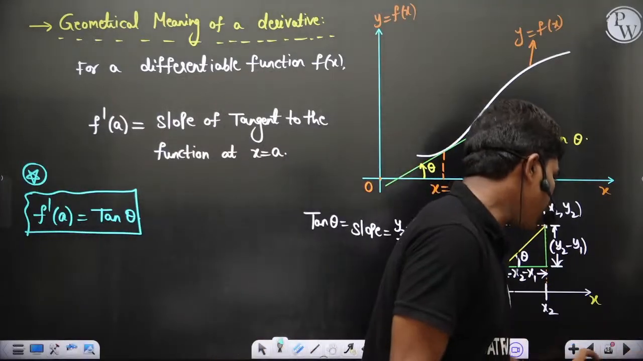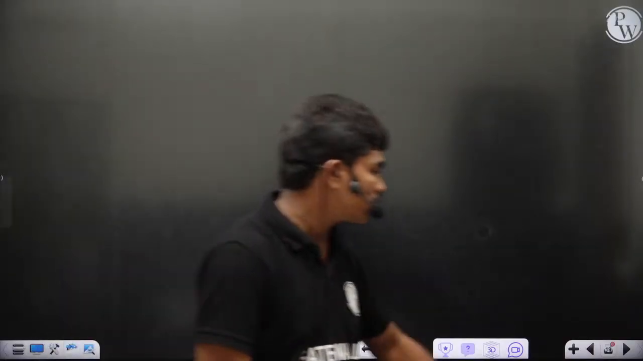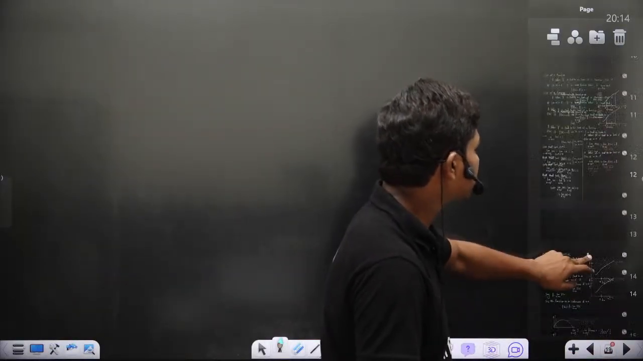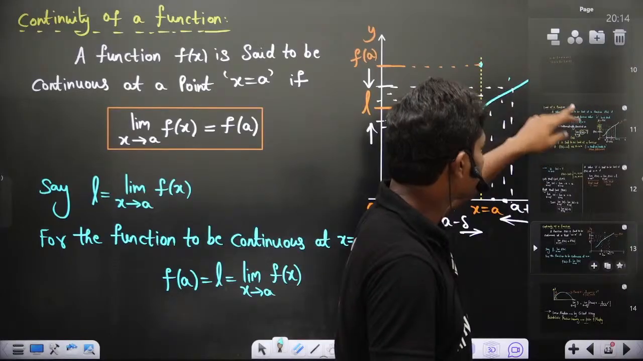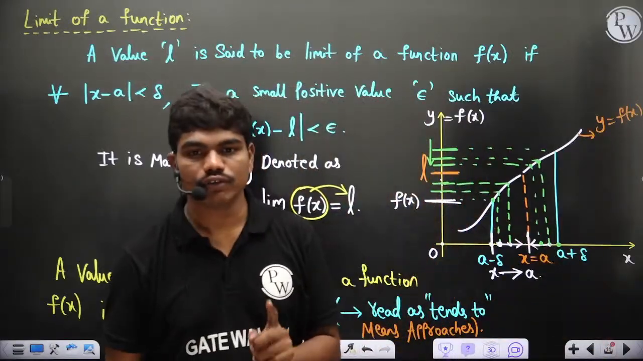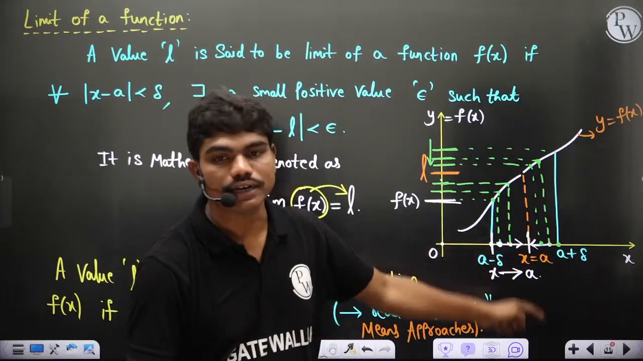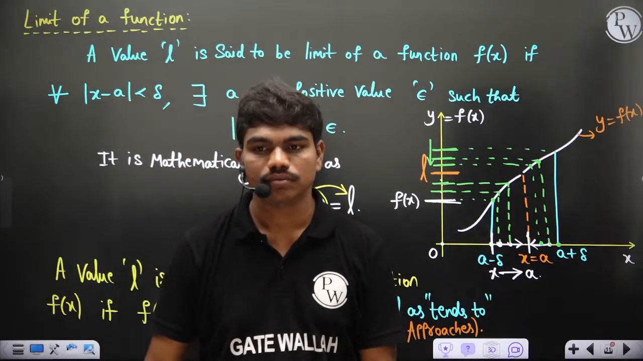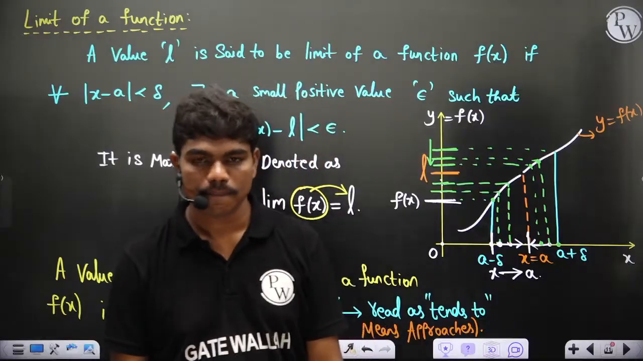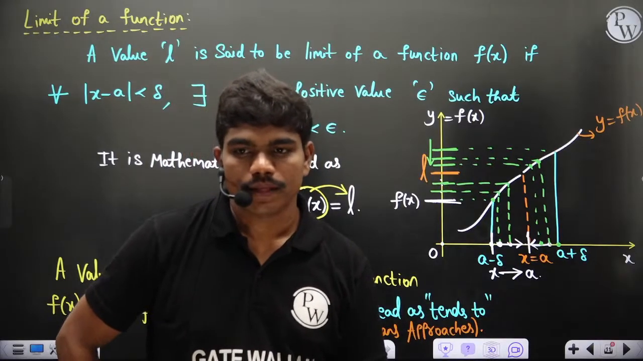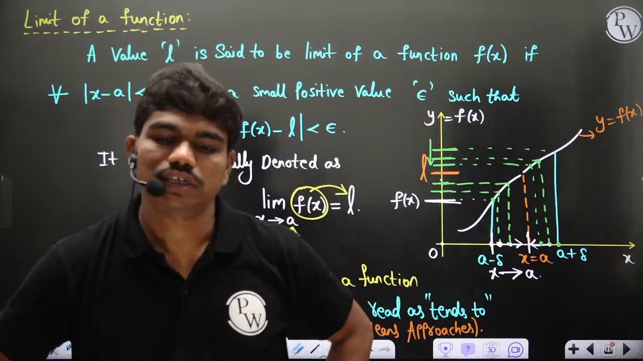Now I just want to ask you one question. First of all, if a function has to have a limit at a point, is it mandatory that the function has to be continuous? Type in the chat box. When we are defining limits, I told you if this limit L has to exist at this point, does the function have to be continuous?